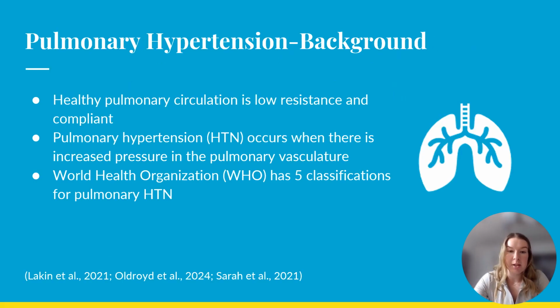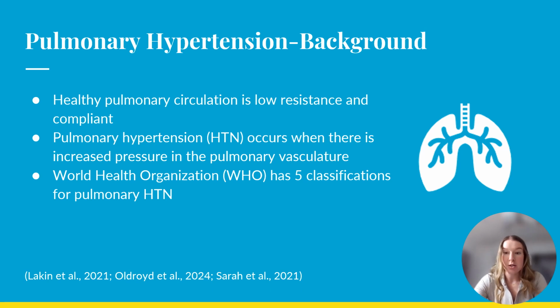So for the background of pulmonary hypertension, normal pulmonary circulation is a really low resistance system and the vessels are very compliant. It carries deoxygenated blood from the right side of the heart, oxygenates it in the lungs, and then carries it back to the left side of the heart to be pumped into systemic circulation. Pulmonary hypertension essentially occurs when there's increased pressure in that pulmonary vasculature. It's high blood pressure in the lungs.